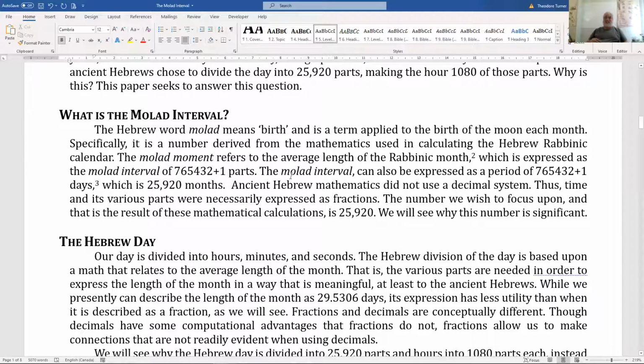So the question is, what is the Molad interval? The Hebrew word molad means birth and is a term applied to the birth of the moon each month.